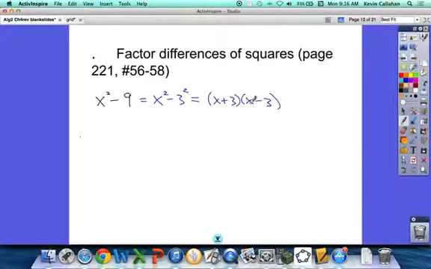Right? The x times x is x squared. The x times negative 3 is negative 3x. And then this positive 3 times x is positive 3x. They cancel. There's no x terms, right? No x to the first. And then it's 3 times negative 3, negative 9. So just work a little backwards.